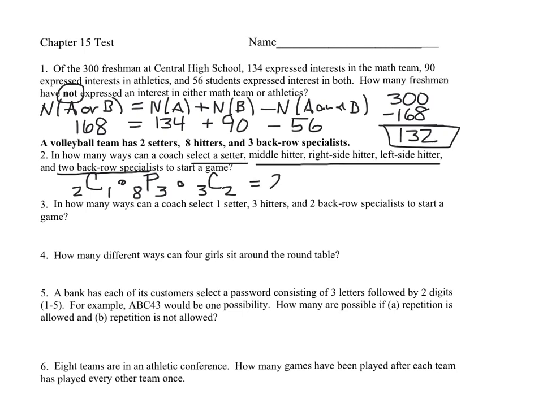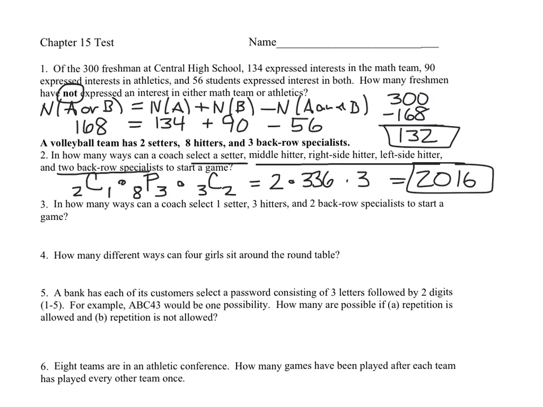2 choose 1 is 2. 8 permutation 3 is 336. And 3 combination 2 is 3. We'd multiply those together, and there'd be 2,016 different ways.